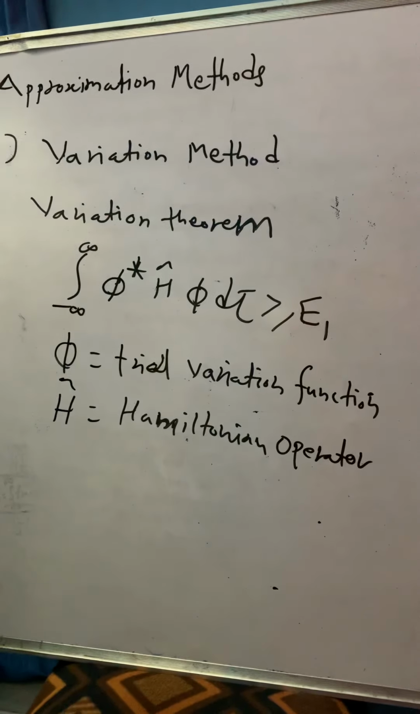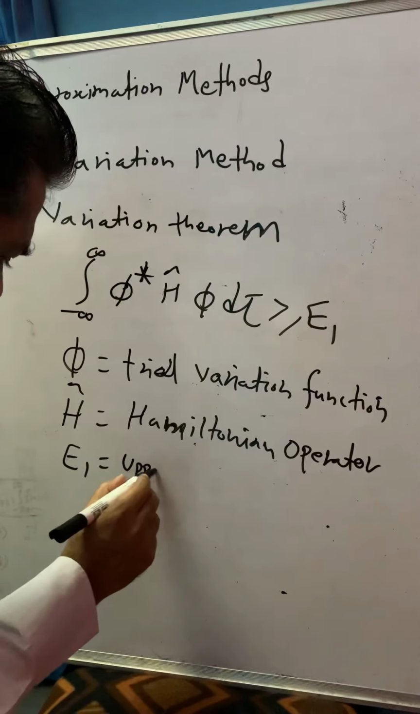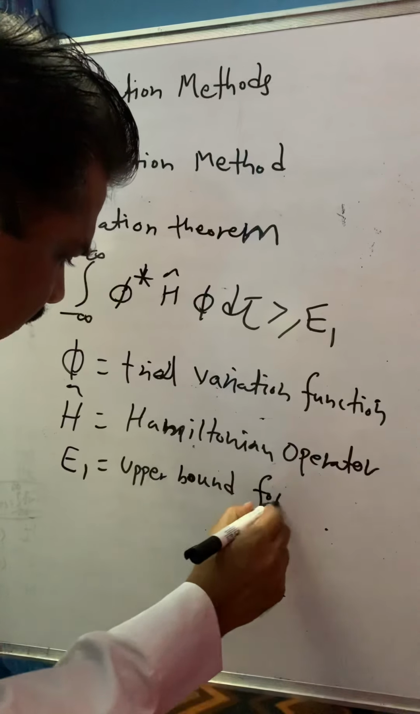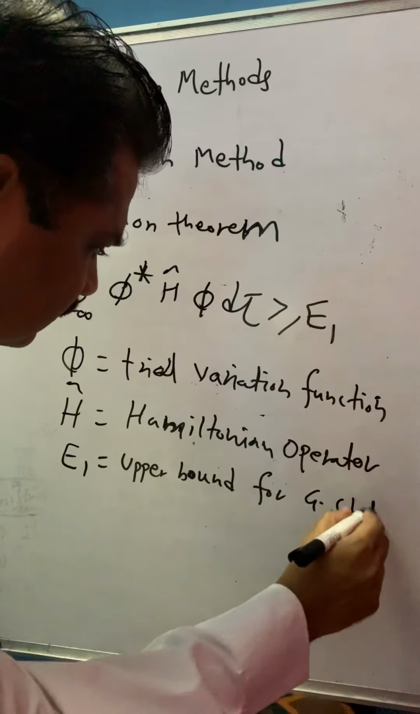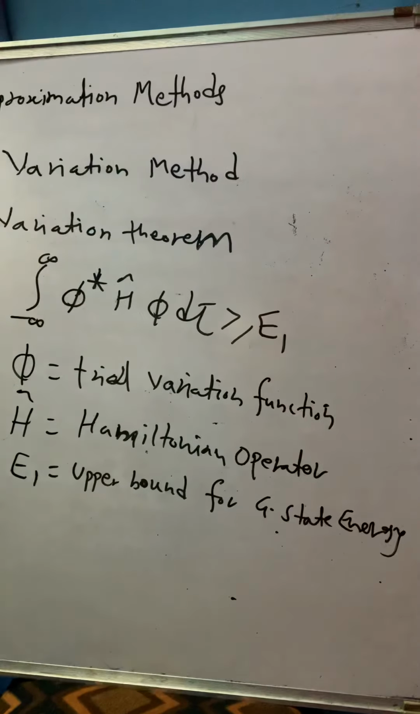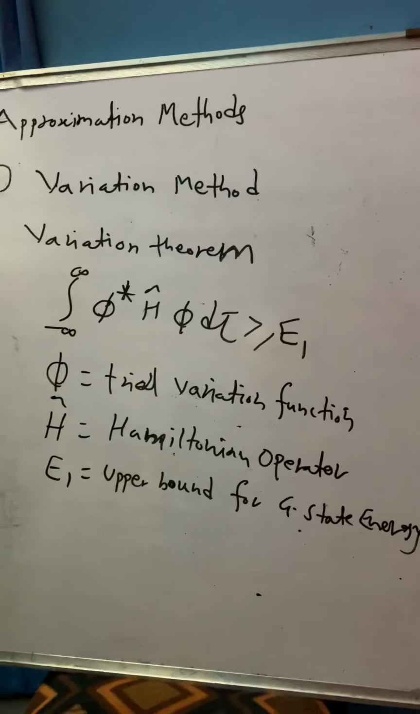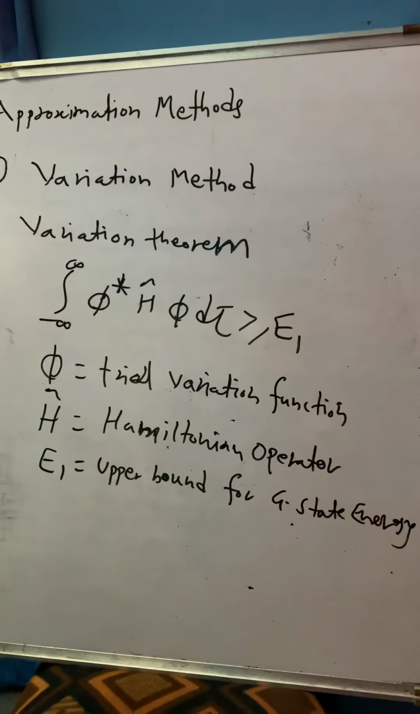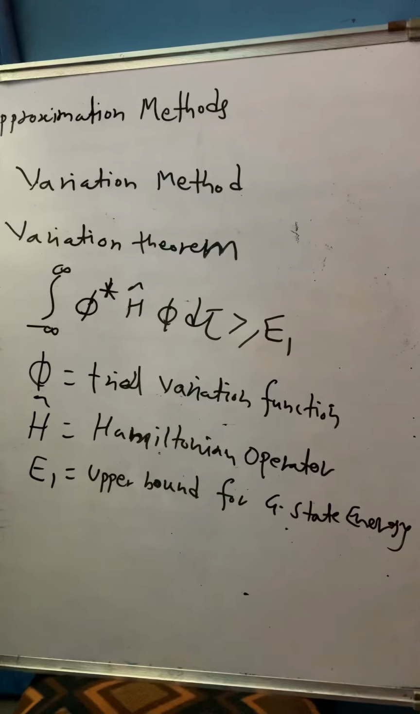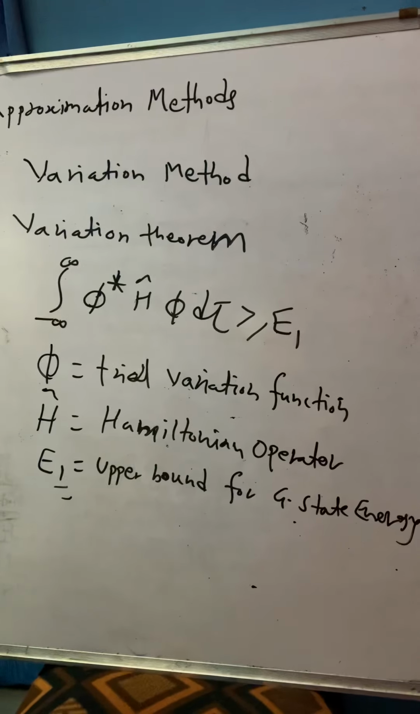Phi is the trial variation function. H is the Hamiltonian operator. E1 is the upper bound for the ground state energy. In this way, with the help of this variation theorem, we can find the upper bound for the ground state energy of the system, and we can get the approximate ground state energy.